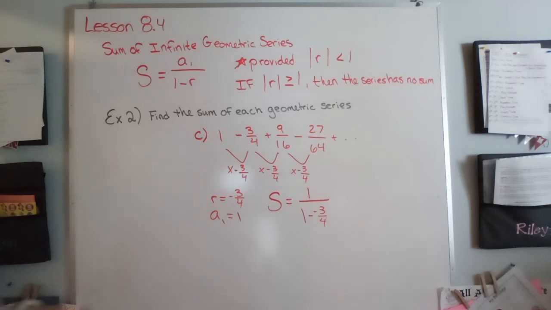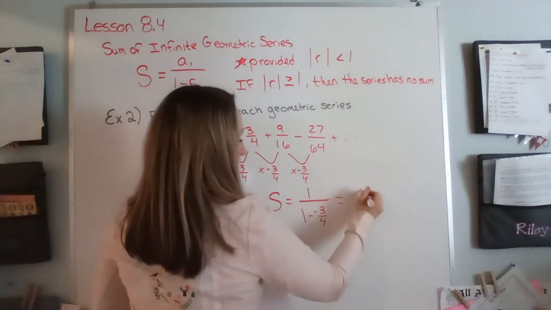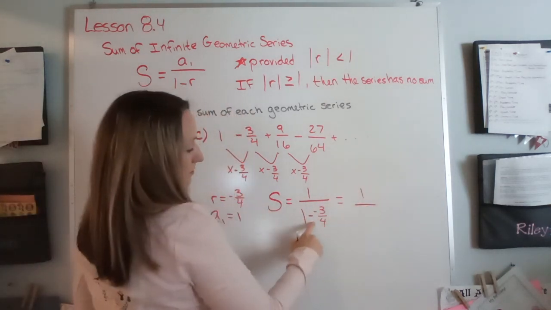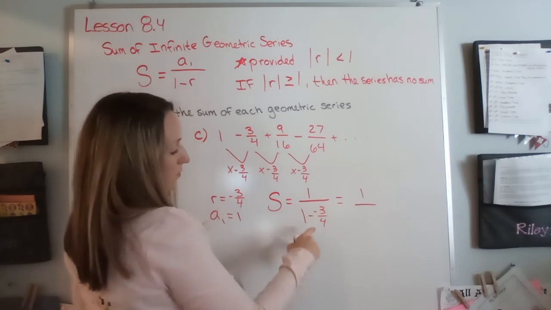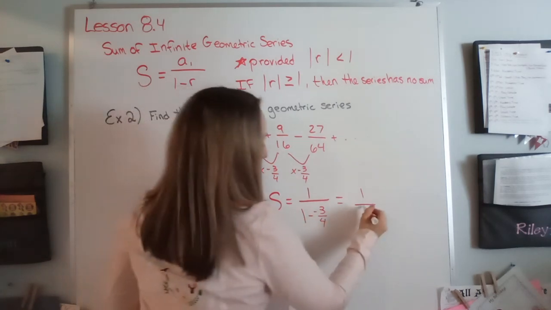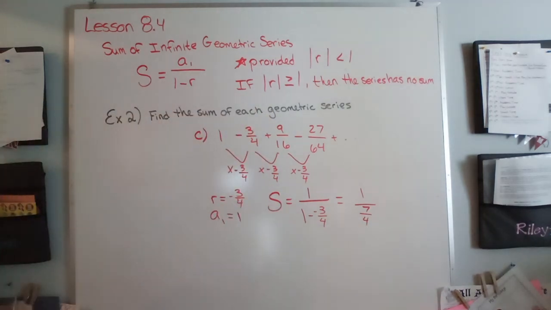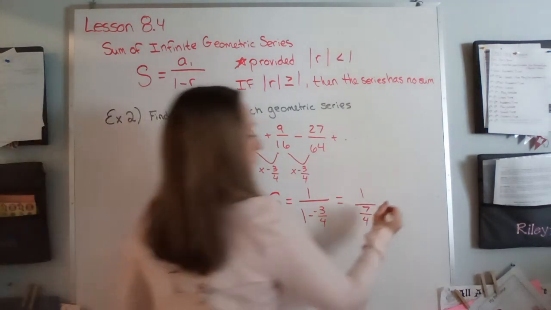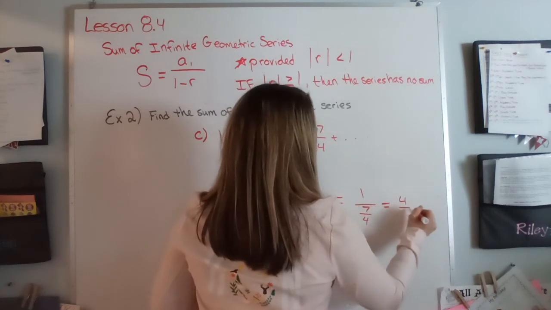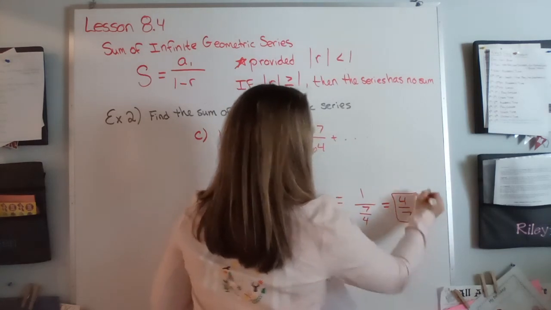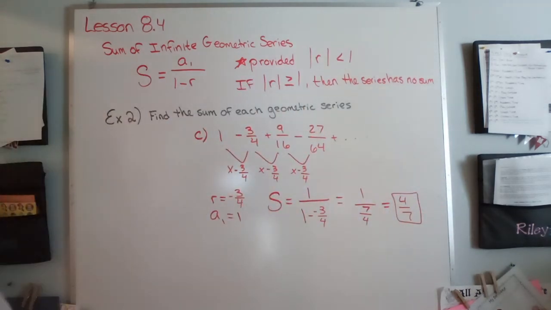So that's going to be 1 over 1 plus 3/4, that's 1 3/4, which would be 7/4. 1 divided by 7/4 is 4/7. Okay, so that is the sum. All right, last problem for today's lesson.